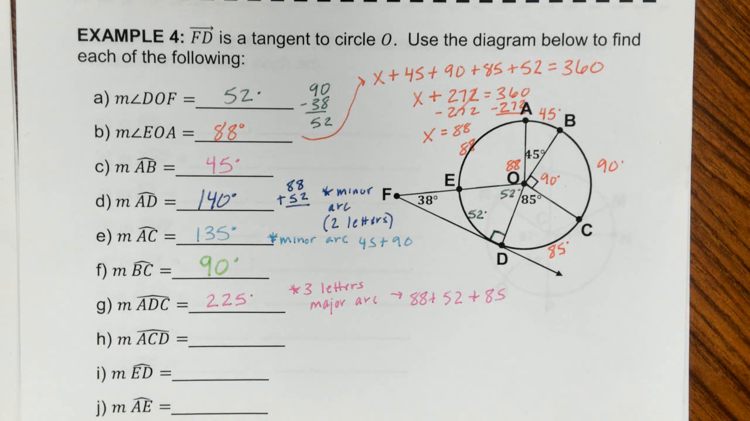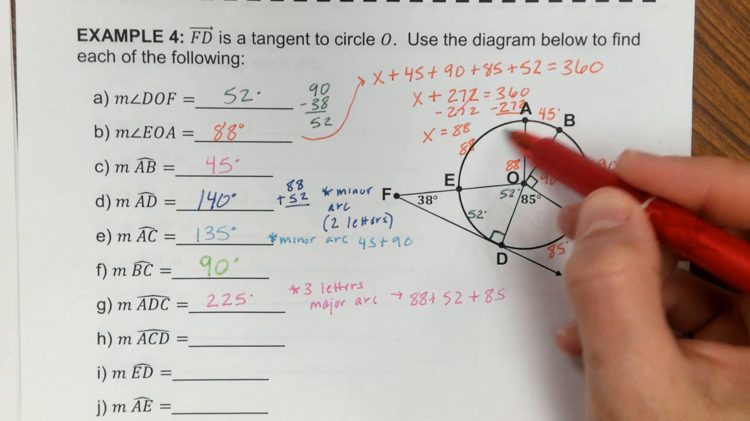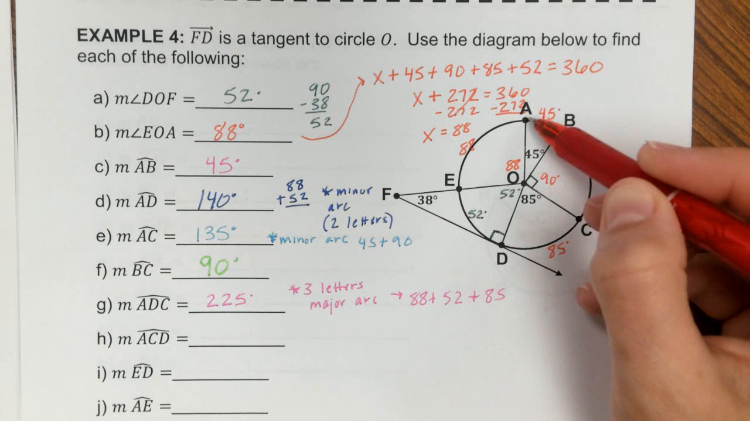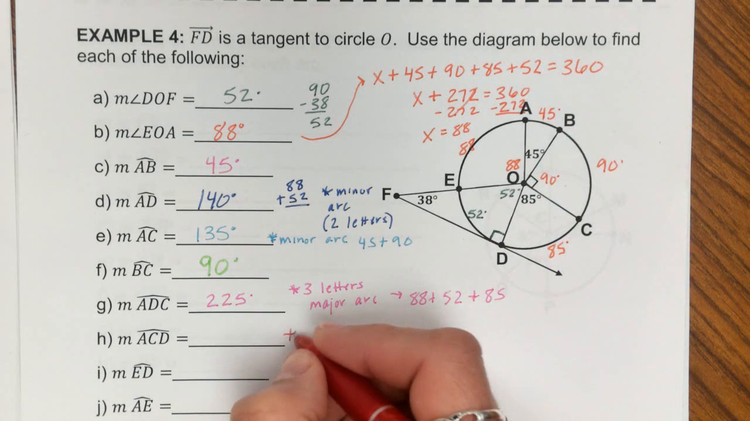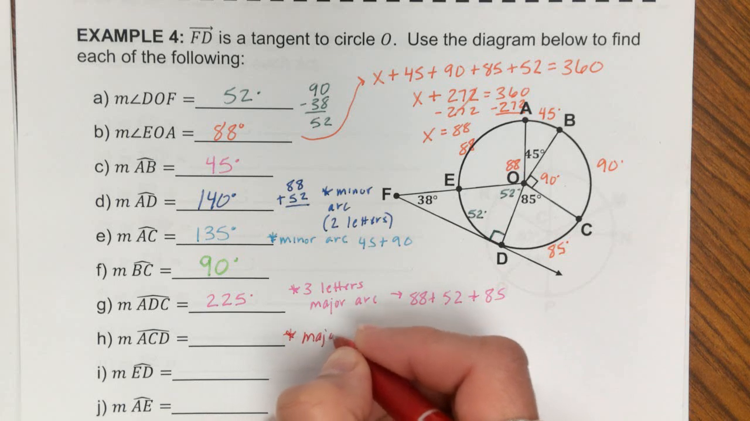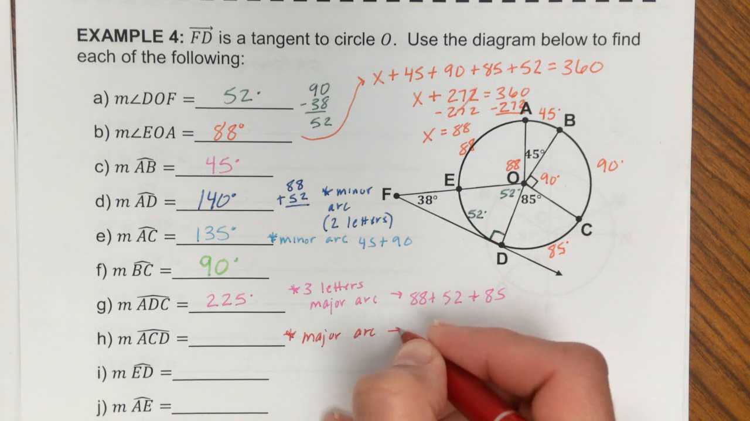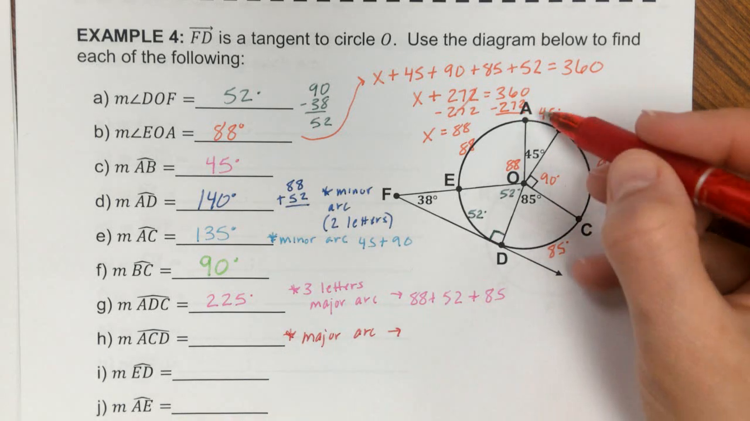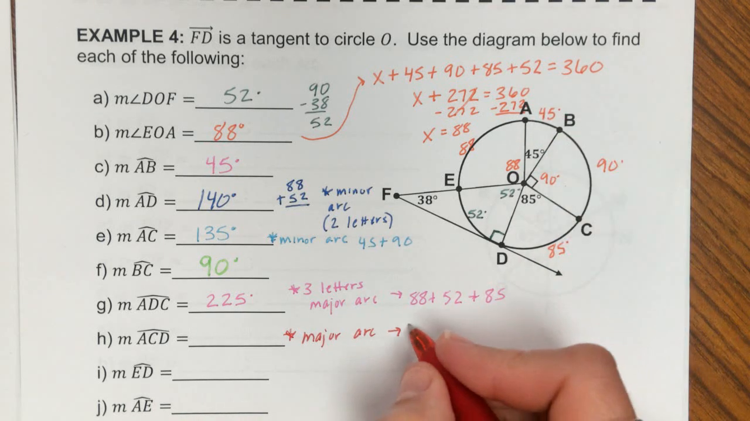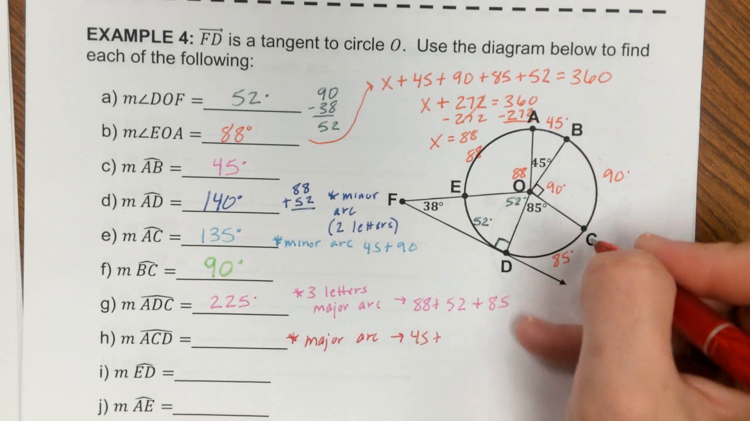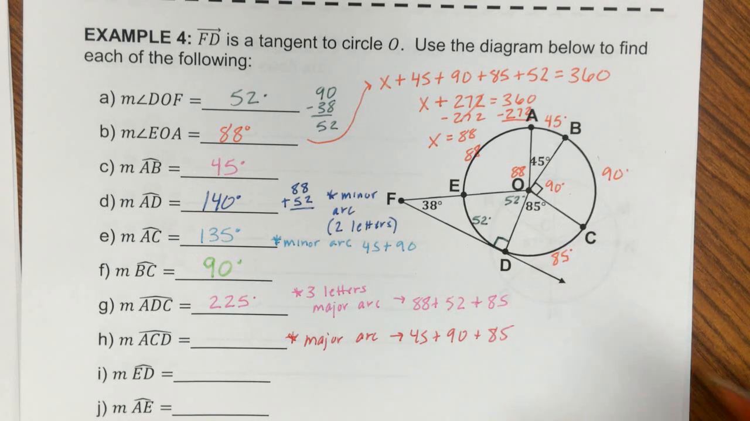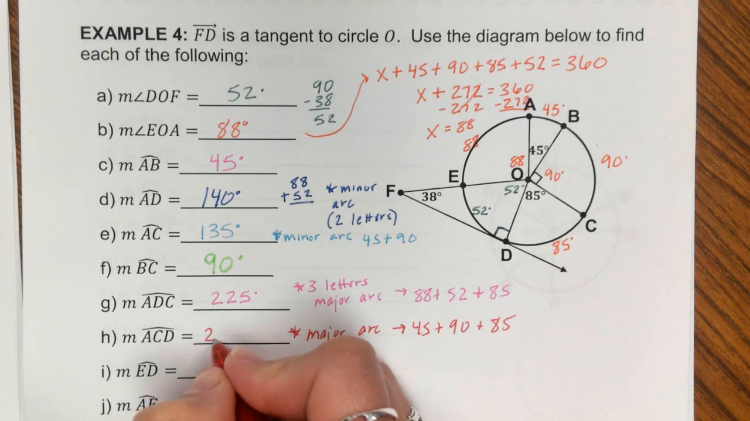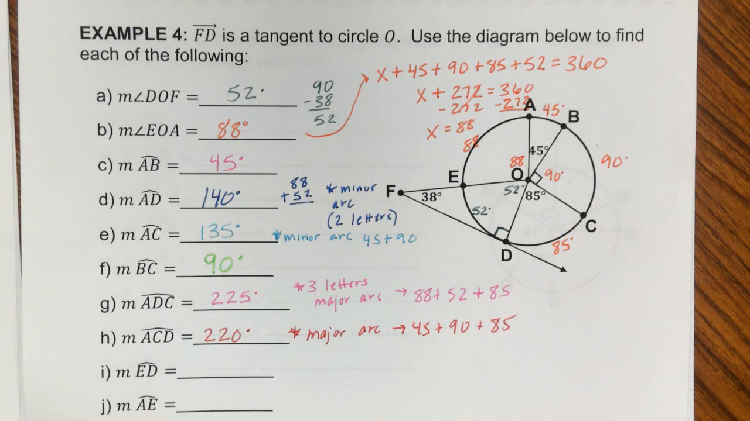All right, let's look at the measurement of arc ACD. So we're going A, we can't go this way to C and then back to D. We have to go around this way, A to C to D. So again, we have a major arc. Now going A, C to D, we need to add up all of these. We have 45 plus that 90 plus that 85. Add those together, and we're going to get 220 degrees.